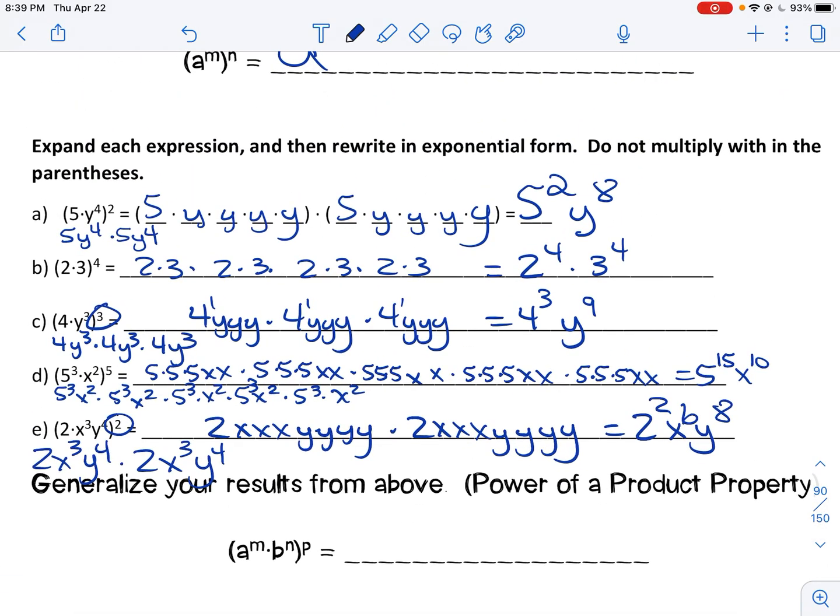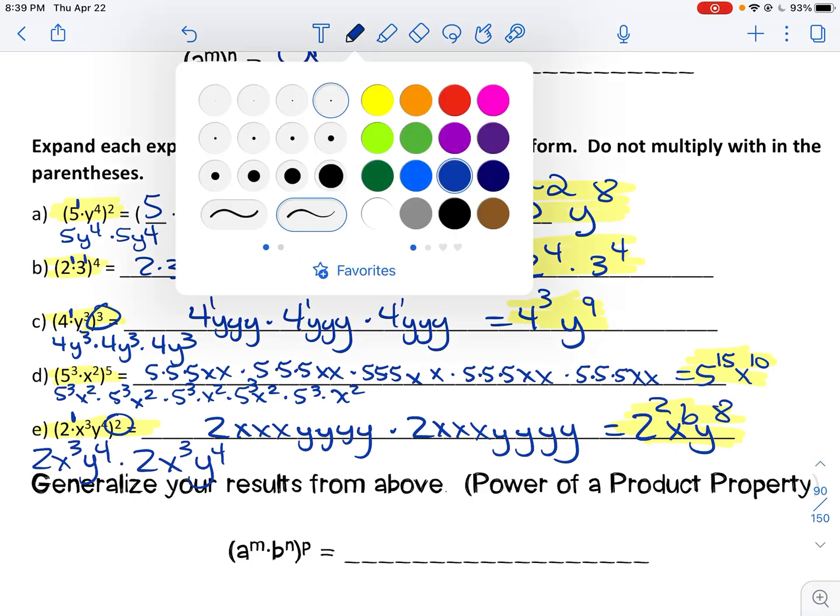So if I look at these, remember there's an invisible 1 for these exponents right here. If I look at these exponents, a minute ago we talked about multiplying the exponents. Is that what's happening? Well, let's look.